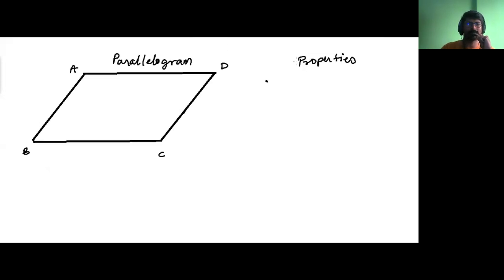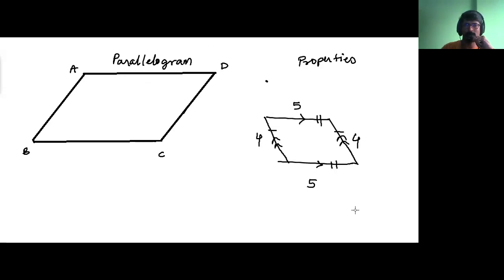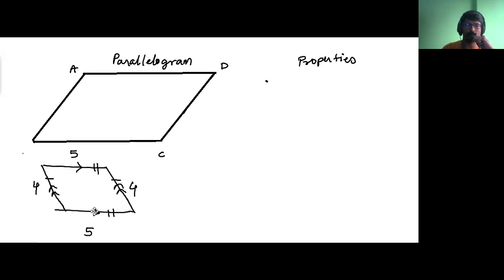This is how the parallelogram looks. It can be drawn like this, or it can be drawn like this also. One pair of the opposite sides is equal and parallel. Parallel means they do not intersect each other. So opposite sides are equal and parallel. What do you mean by that? Suppose this is 4, this will also be 4. If this is 5, this will also be 5. You understood? So please write it down quickly, draw the diagram and start writing the properties.